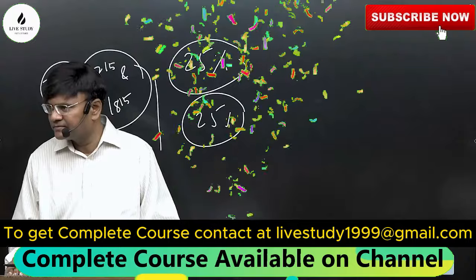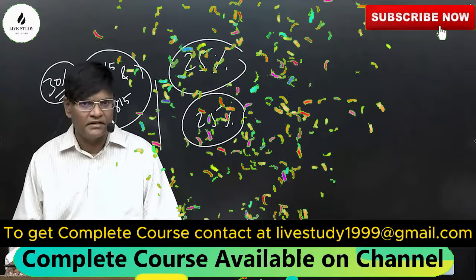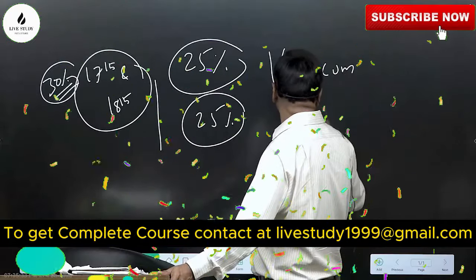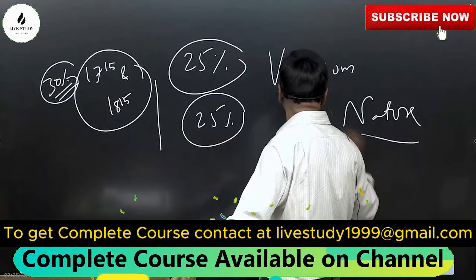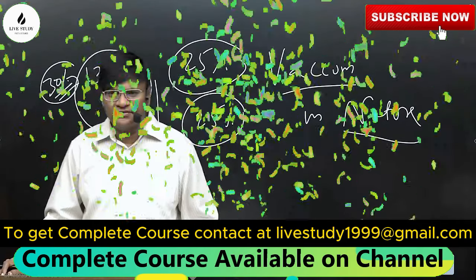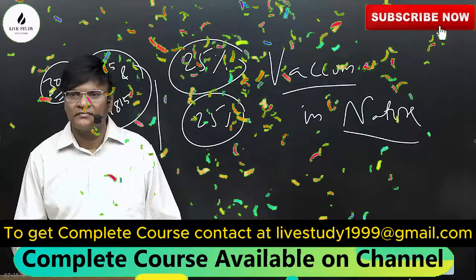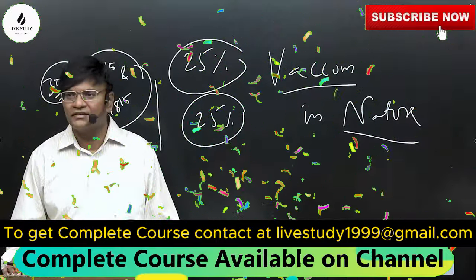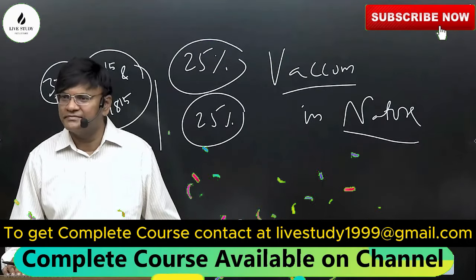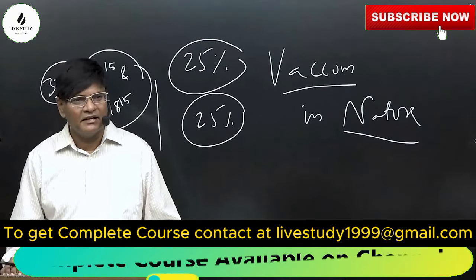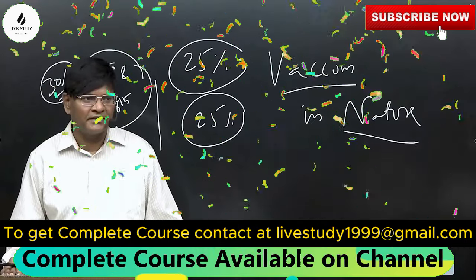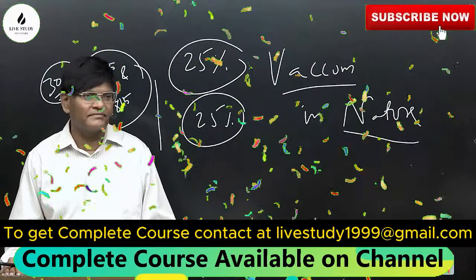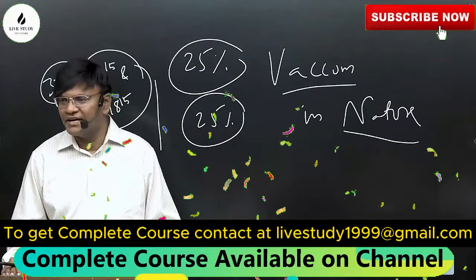As we study in physics, what do we say in physics? There is no scope for vacuum in nature. What do you mean by that? What is the meaning? I am talking about physics. Vacuum means empty space. If there is any empty space in nature, what happens immediately? It is filled with gases. There is no scope for vacuum in nature.